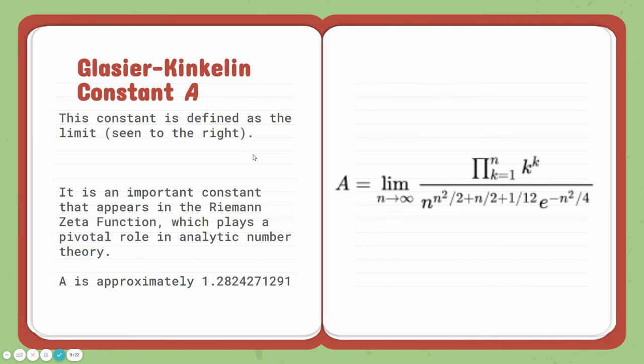The Glaisher-Kinkelin constant, A, is a constant defined as the limit seen to the right. It is an important constant that appears in the Riemann zeta function, which plays a pivotal role in analytic number theory, which sounds very important. A is approximately 1.282427191, and as I can say, since it's part of this theory about analytic numbers, probably pretty important.